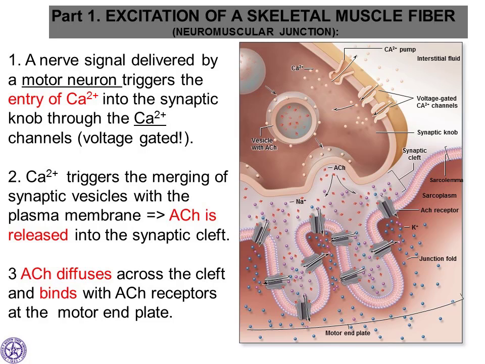Any questions about part one before we move on? Signaling from the nerve involves the calcium release because of change in voltage. The calcium leads to the exocytosis of acetylcholine. Acetylcholine crosses our space and it binds to the receptors. We good? All right.